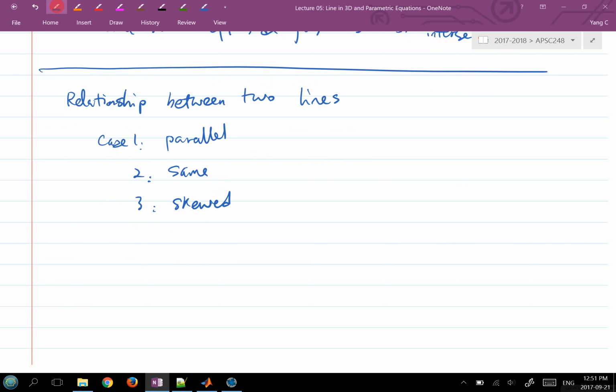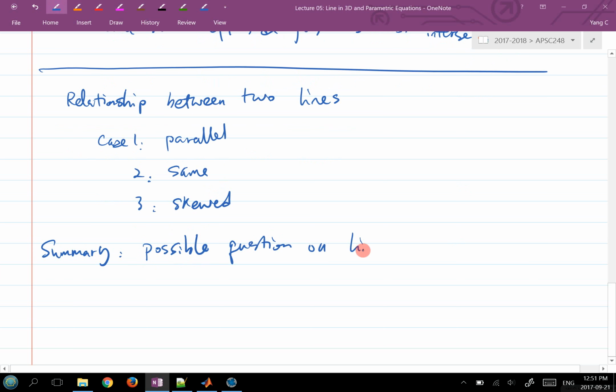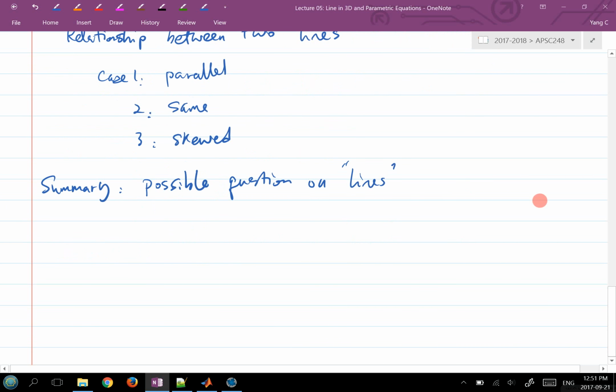Okay. So I will just provide a summary here before we move on. Those are basically some possible questions on lines. Not necessarily only on lines, maybe a little bit of a combination between lines and planes.